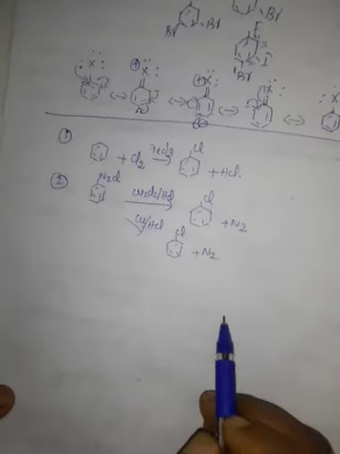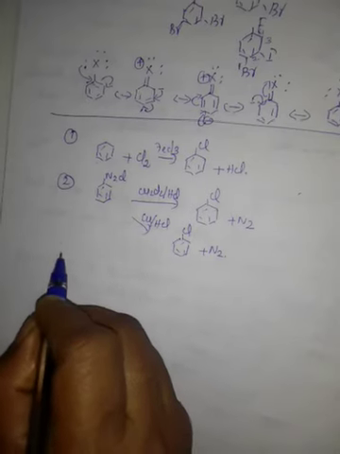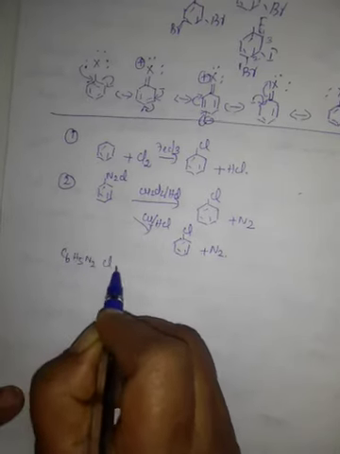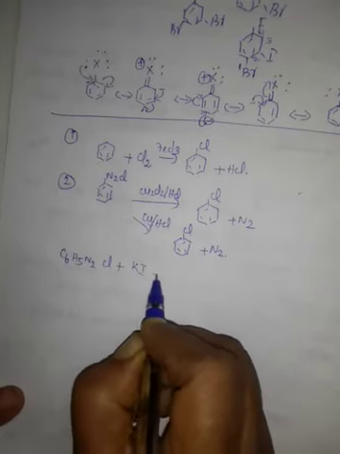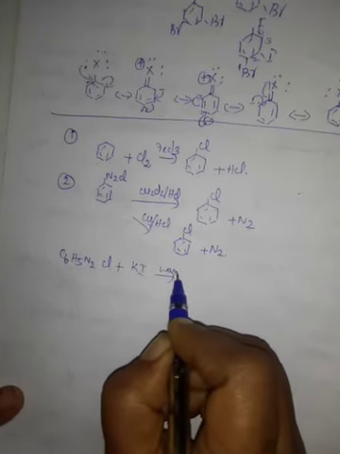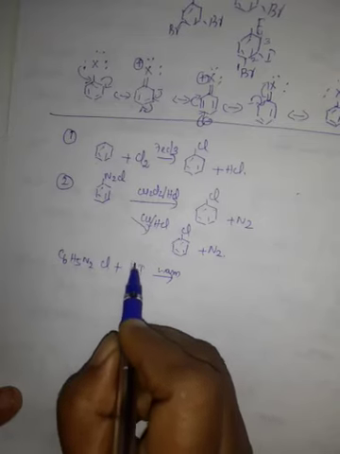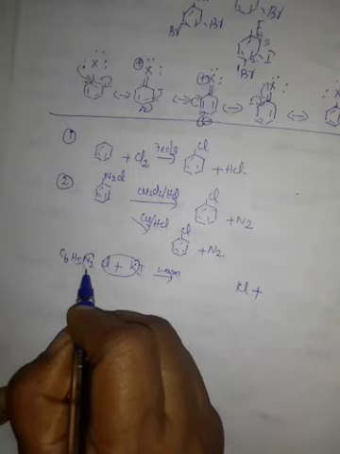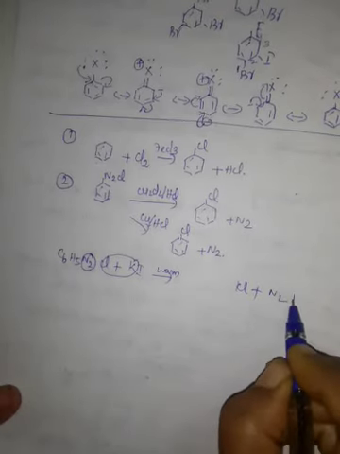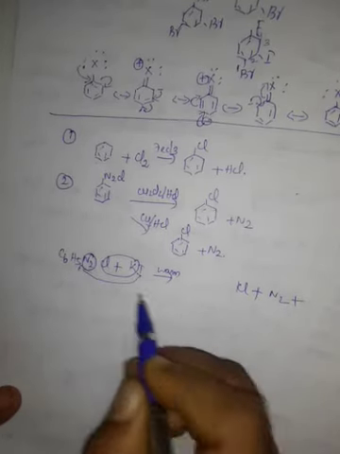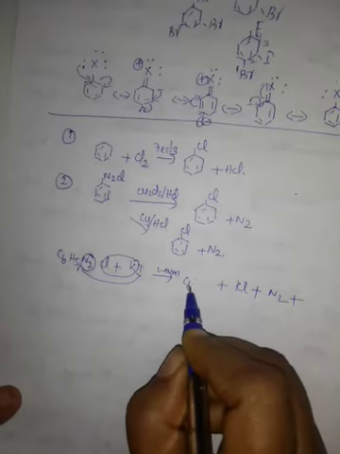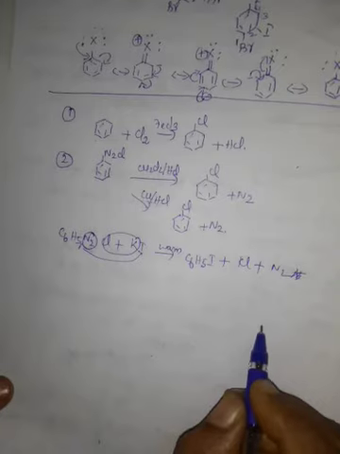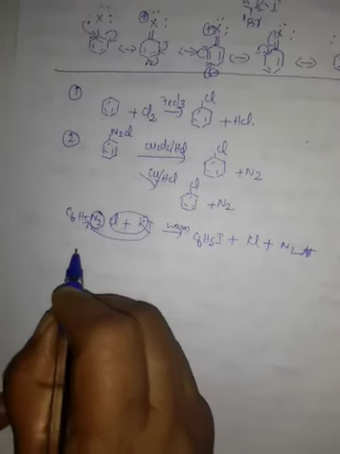Next, preparation of iodobenzene. Benzene diazonium chloride treated with potassium iodide, warm, gives KCl plus N2 plus C6H5I, iodobenzene, where the I joins here.